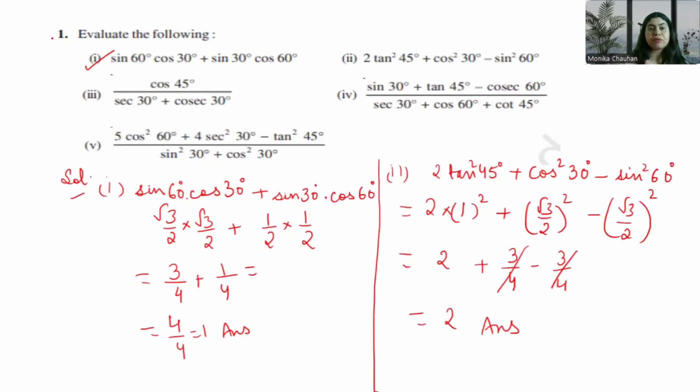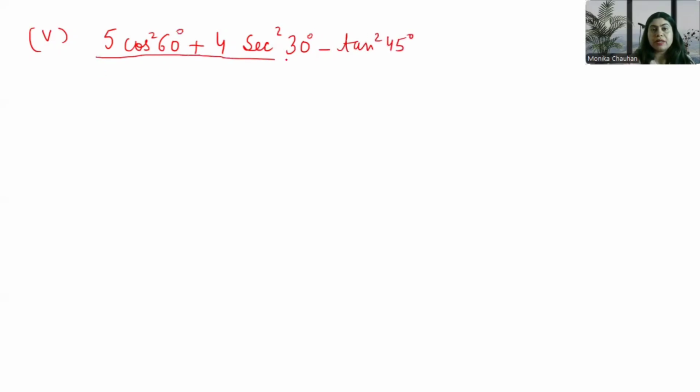So what is the fifth part? I have to write 5 cos square 60 plus 4 sec square 30 minus tan square 45 degree. I'm writing degrees now. Divided by sine square 30 degree plus cos square 30 degree.